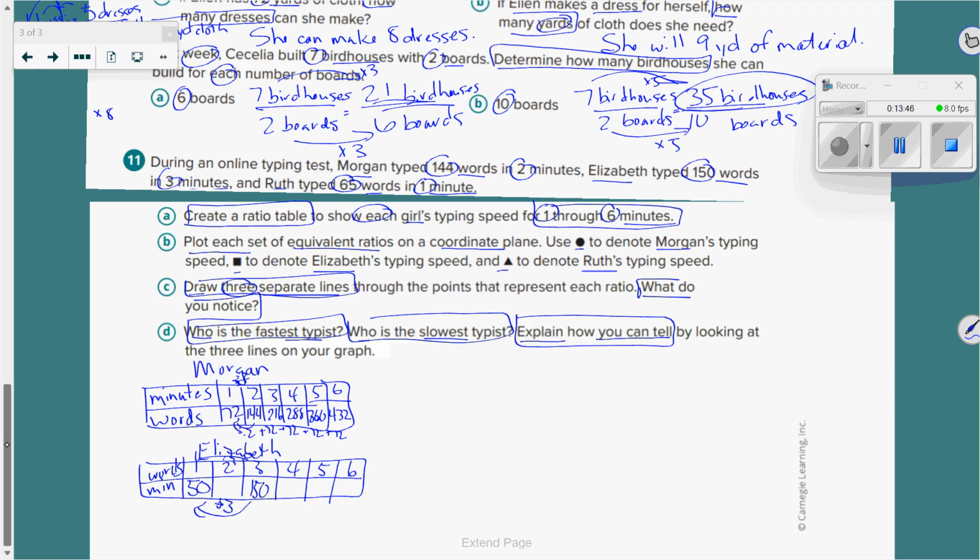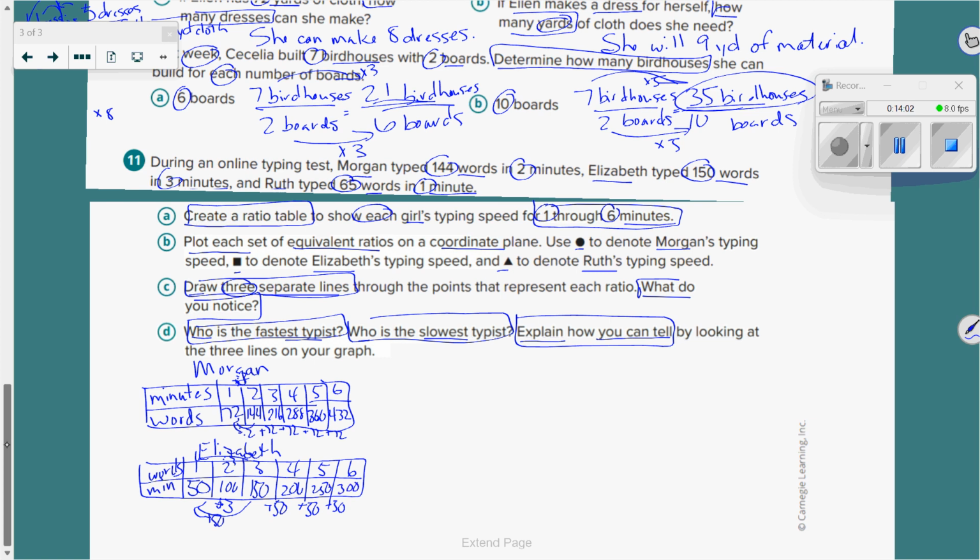Now that I know it's 50, that should be really easy to fill in the rest. So I'm going plus 50 gives me 100. Plus 50 gives me 150. Plus 50 gives me 200. Plus 50 gives me 250. Plus 50 gives me 300.